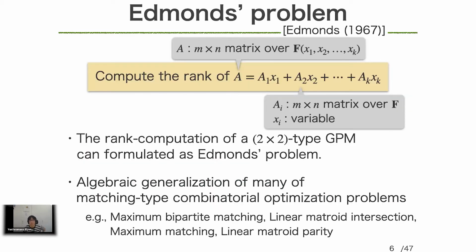Edmonds' problem is the problem of computing the rank of a linear symbolic matrix A, represented as the sum of A_i x_i, where A_i is an n by n matrix over F and x_i is a variable. As we can easily see, Edmonds' problem can formulate our problem. It is also known that Edmonds' problem can formulate many matching-type combinatorial optimization problems, such as maximum bipartite matching, linear matroid intersection, maximum matching, and linear matroid parity.